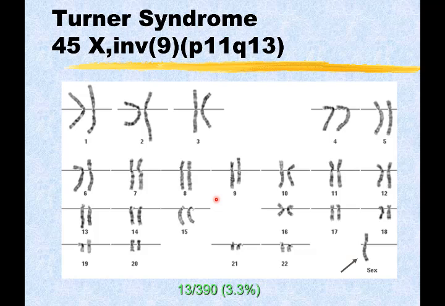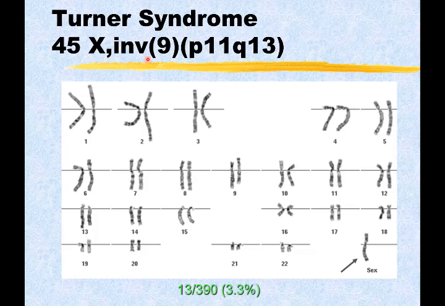This is another abnormality, aneuploidy, which was detected during a pregnancy in my laboratory. It's called Turner syndrome, which is the monosomy X. One of the X chromosomes is deleted. The nomenclature is written 45,X.